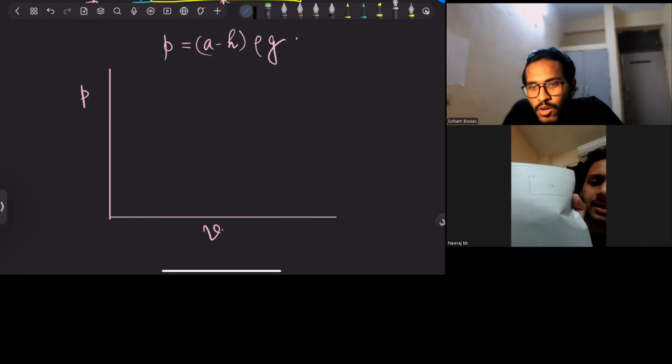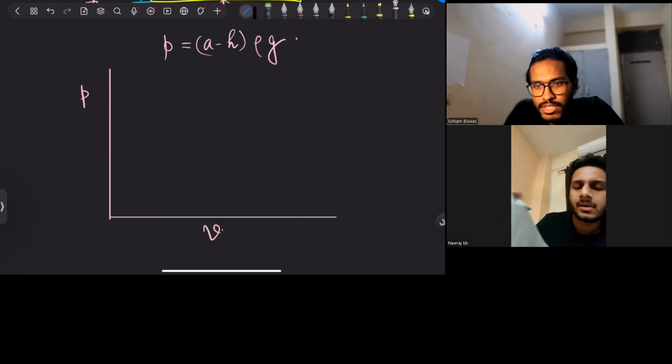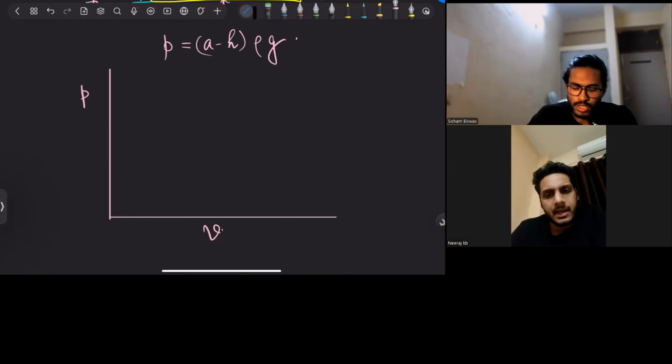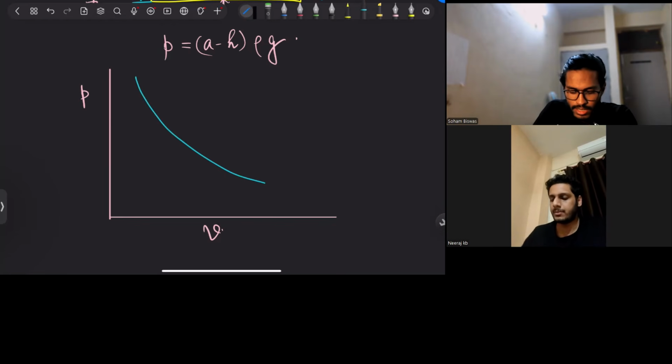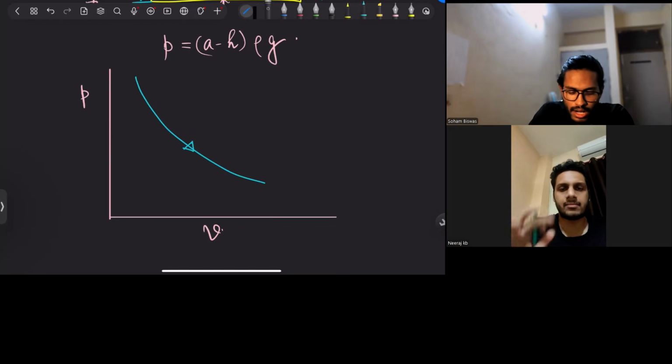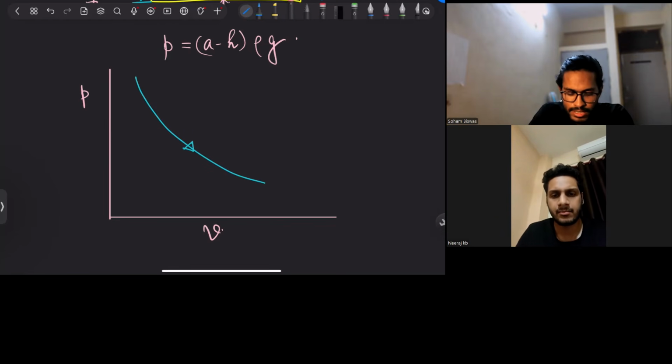So what is happening? The pressure is decreasing and the volume is increasing. Yes, you have drawn it something like this, and actually you have drawn it as a dotted line. So why is that?